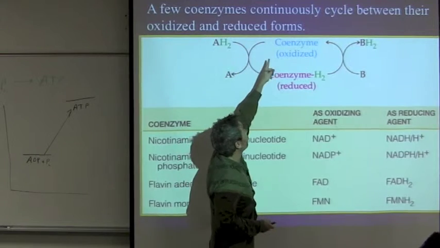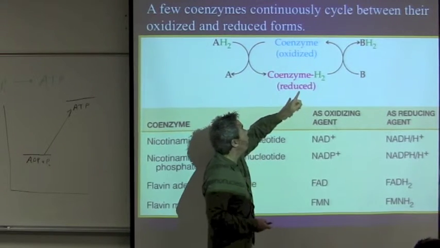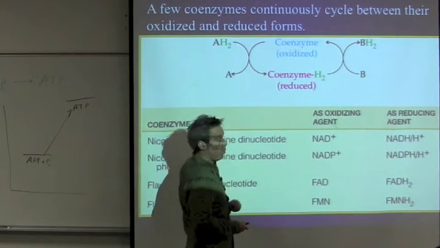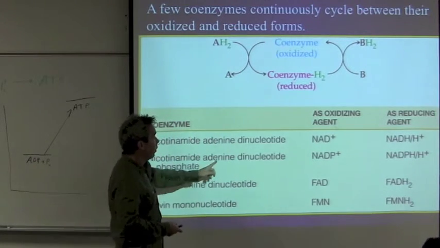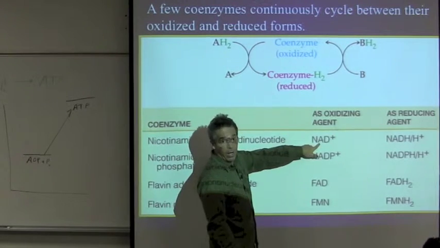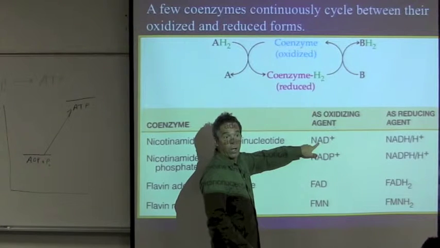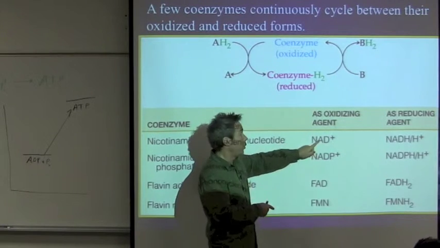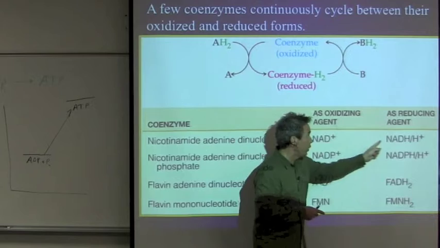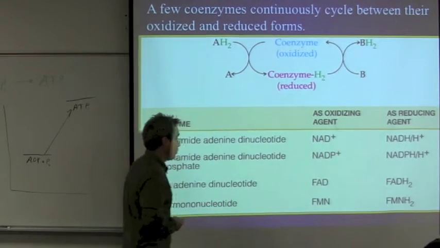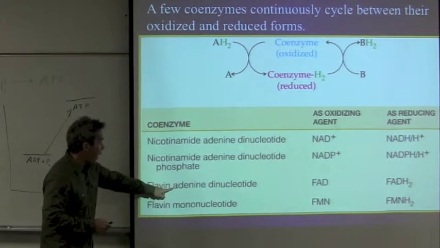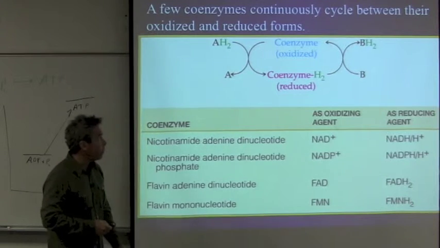Those hydrogens get transferred from the oxidized form of the coenzyme to the reduced form of the coenzyme. For example, here's the oxidized form of NAD. If you do an oxidation of a food molecule, you'll reduce NAD, you'll change it to NADH. We'll also see that with FAD in this chapter.